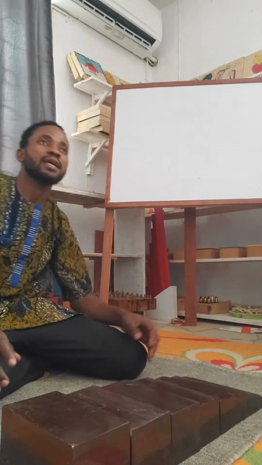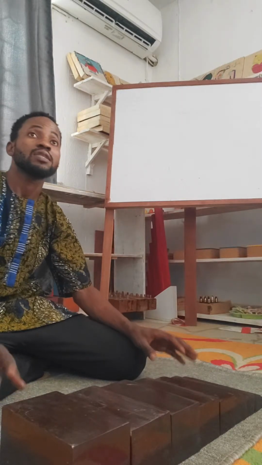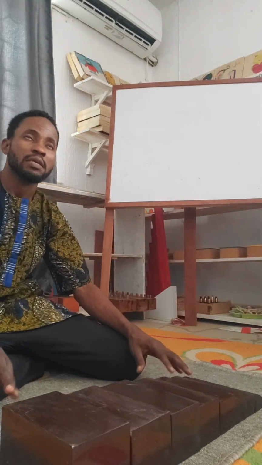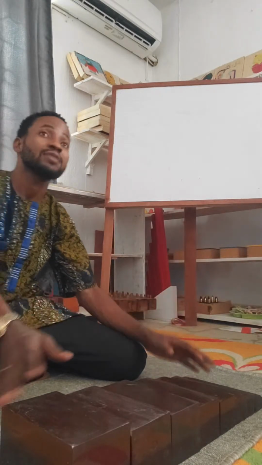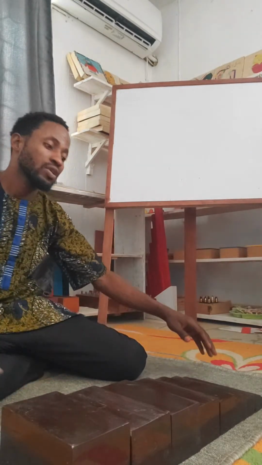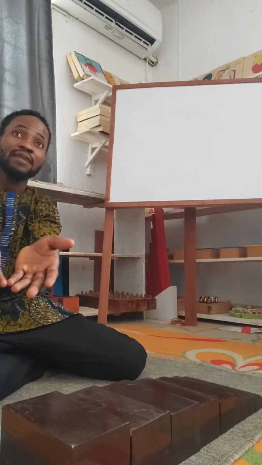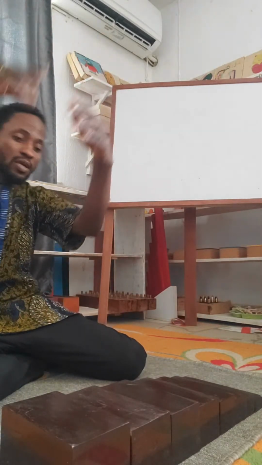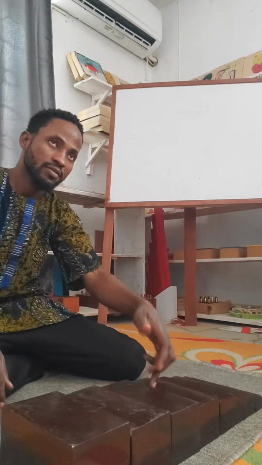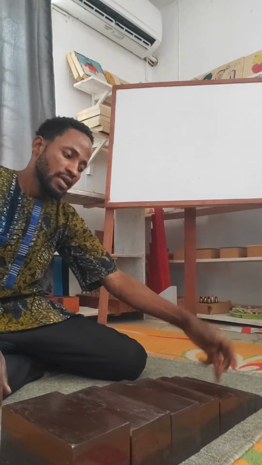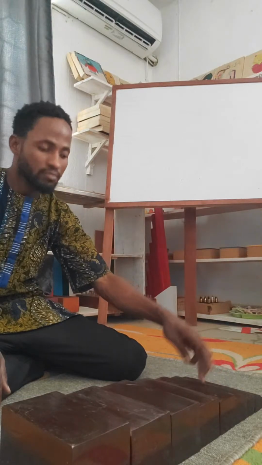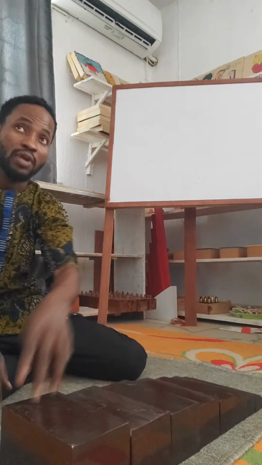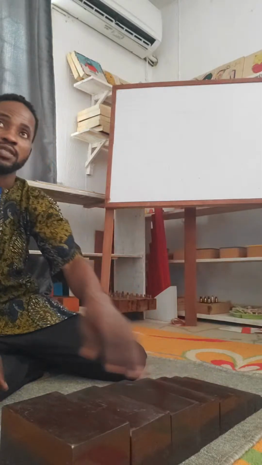The material right here is called the broad brown stairs. Sometimes you can forget to mention the broad, but it's still brown stairs. The reason why we call it broad is because the way it's arranged is not in tower form, but in the form of what? Staircase. And it's in what color? Brown. So brown stairs, broad brown stairs.